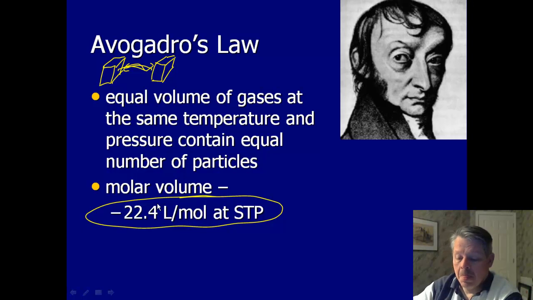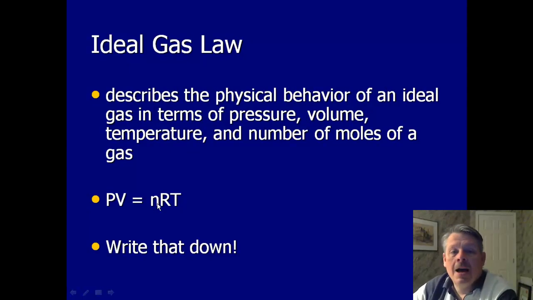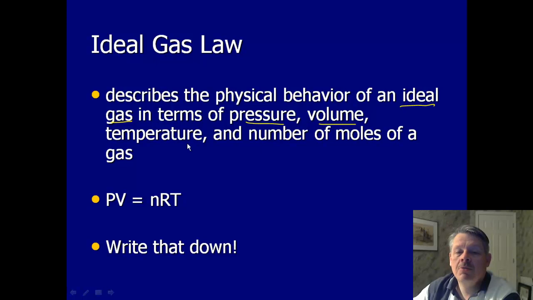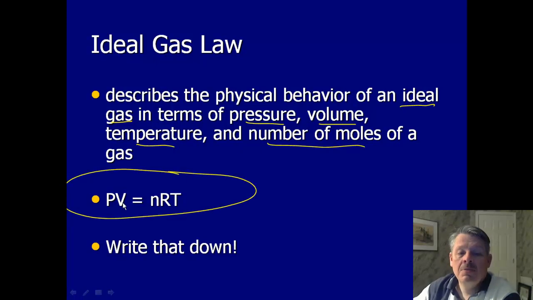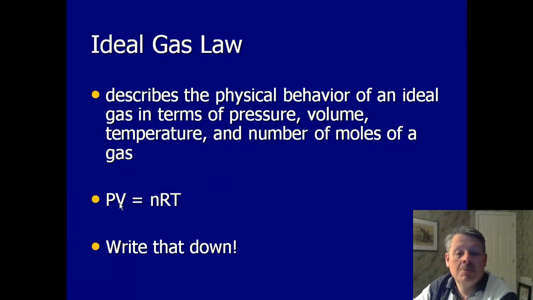So, the ideal gas law uses that fact, and it says, the ideal gas law describes the behavior of an ideal gas. That's important. An ideal gas in terms of pressure, volume, temperature, and number of moles. So it's PV equals nRT, which we call PIV-NERT. So please write that down. PIV-NERT is one of those very important gas laws you have to memorize. Pressure times the volume equals the number of moles times R times temperature.